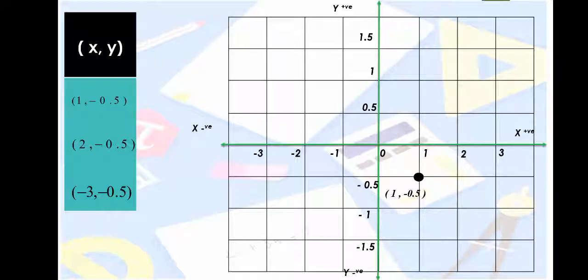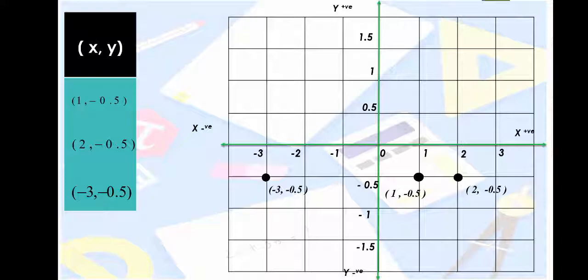Next is 2 and minus 0.5. 2 is the value of x and minus 0.5 is the value of y. So 2 and minus 0.5 are intersecting on this point. Mention the ordered pair. Last ordered pair is minus 3 and minus 0.5. Minus 3 is the value of negative x-axis and minus 0.5 is the value of negative y-axis. These ordered pairs are intersecting on this point. Mention the ordered pair minus 3 and minus 0.5.